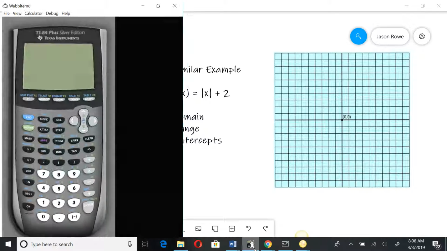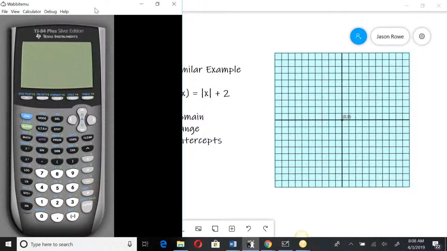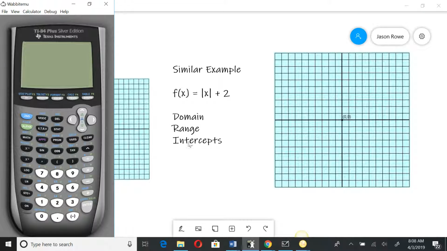What I'm going to do is show you how to use your graphing calculator to help you do this. If you have a graphing calculator, great. If not, it's still a good idea if you have one. So the absolute value of x plus 2 is what we're graphing.